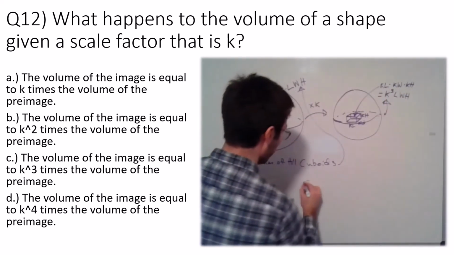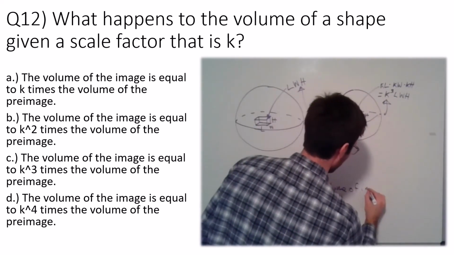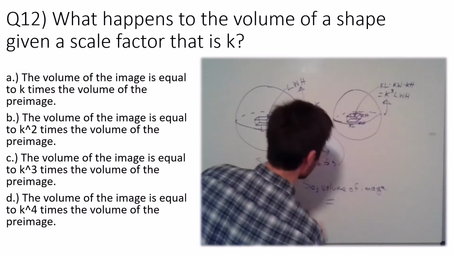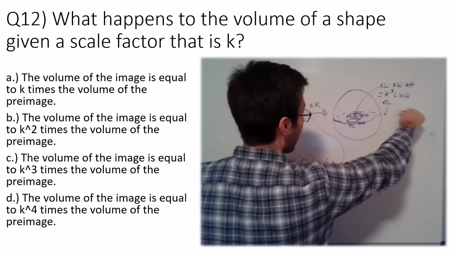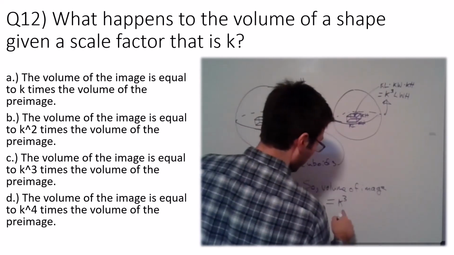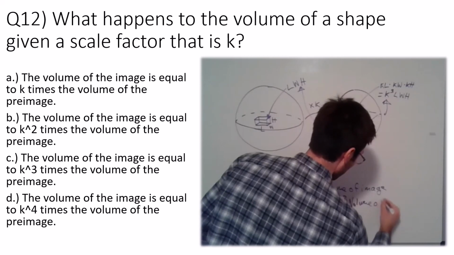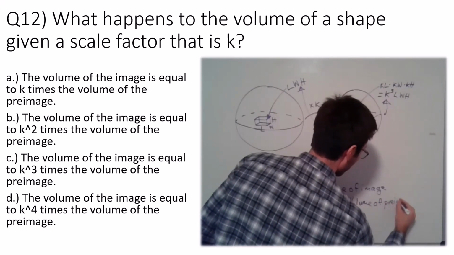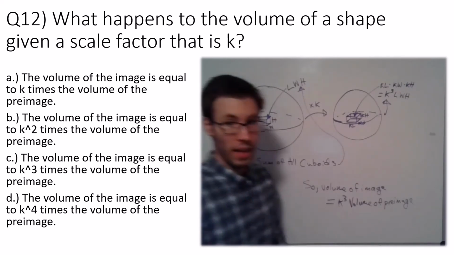So the volume of the image is equal to K cubed. You would have a bunch of these, so you just add them up and factor out the K cubed, which is equal to K cubed times the volume of your pre-image. These are huge concepts. There are a lot of ways you can use these in the real world, and I just want to make sure everyone had those. All right, so.